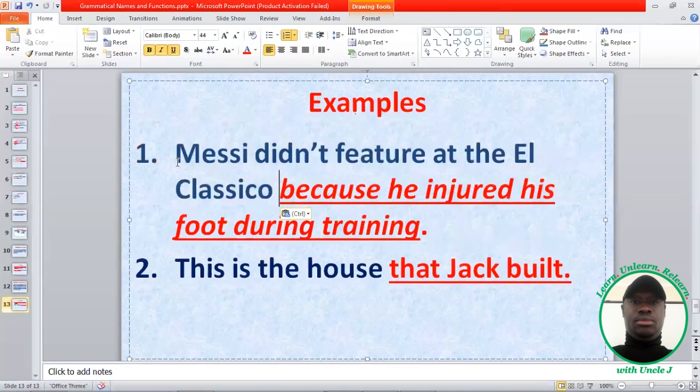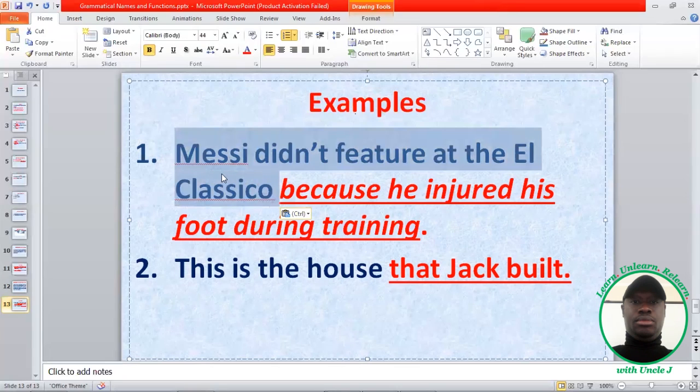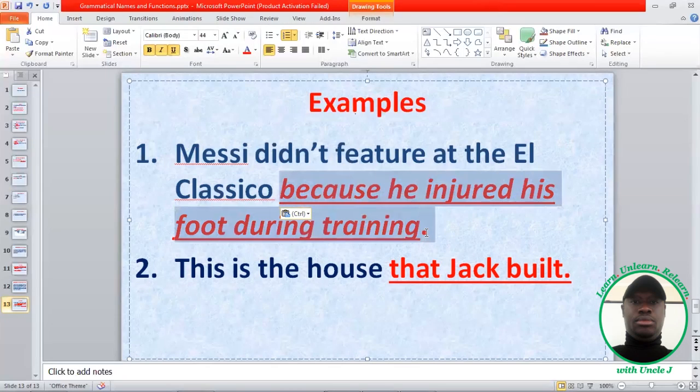Now, if you add this, you see it makes complete sense now. If you remove this, it doesn't make sense. But if you bring it back, it makes complete sense. But if I remove this, it still makes complete sense. That means this group of words is dependent on the first one.